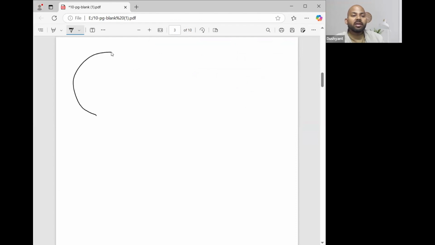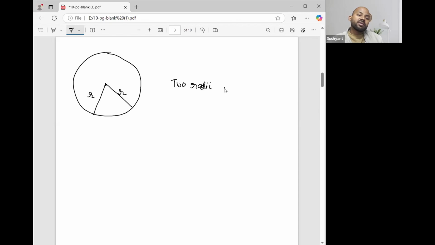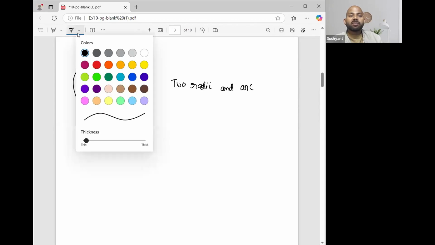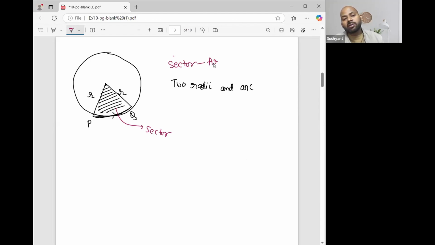Next. What if I take a radius? I am taking a radius, and again I'm taking another radius. So this time we have two radii and an arc. Two radii and this is my arc, let's suppose P and Q. The area under the radii and arc will be known as the sector. This is known as the sector. So a sector is the area made up of two radii and an arc.